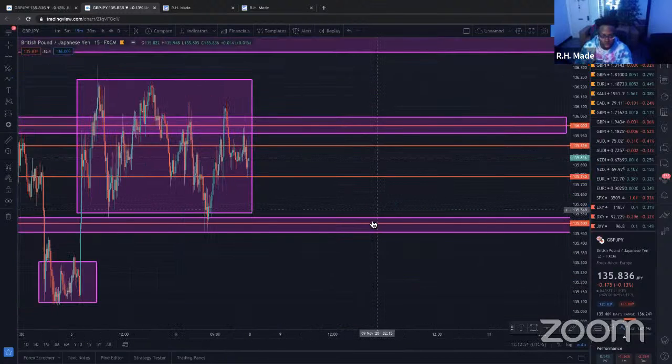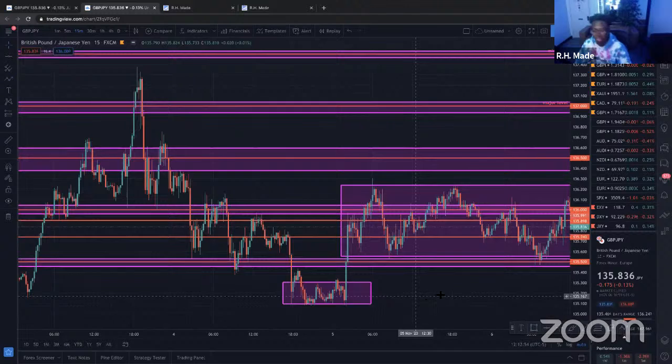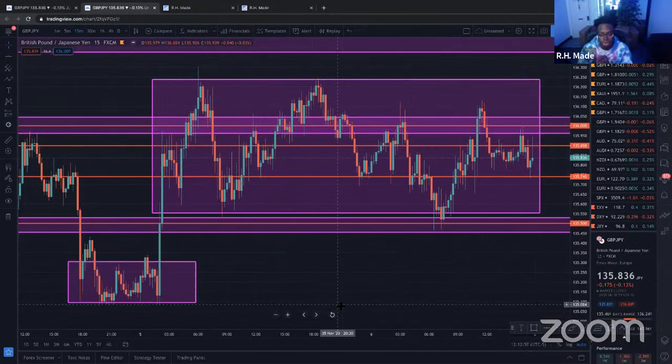We get a lot of uncertainty within consolidation, right? So with me, I'm just going to wait for a breakout out of this range.